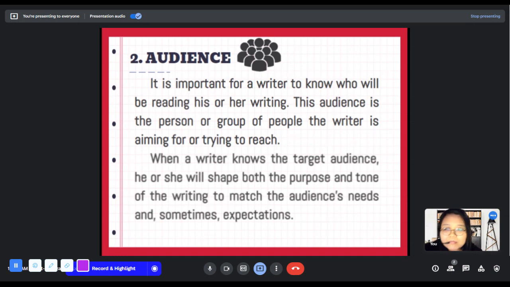Next, when a writer knows the target audience, he or she will shape both the purpose and tone of the writing to match the audience's needs and sometimes their expectations. Only sometimes for expectations. Our main goal is to meet the audience's need because they are reading basically because they are looking for some information.